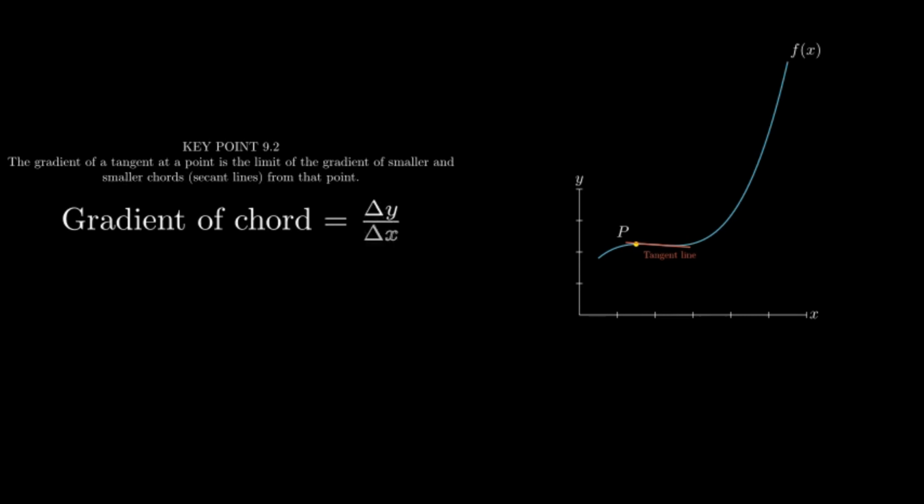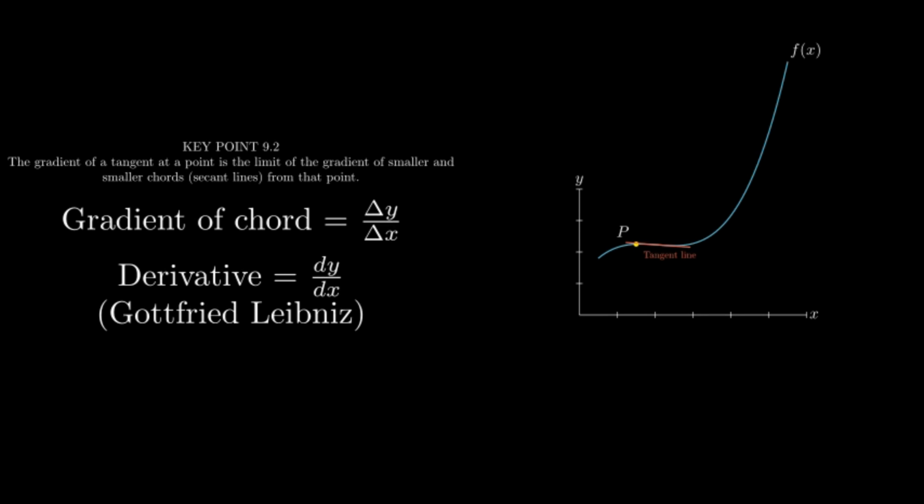The gradient of a chord or secant line is written as delta y over delta x, which just means change in y divided by change in x. The great mathematician Gottfried Leibniz adapted this notation. He reasoned that for an infinitesimally small change, a delta becomes a d. So the gradient of the tangent, the derivative, is written as dy over dx. This represents the limit of delta y over delta x as the change tends towards 0.